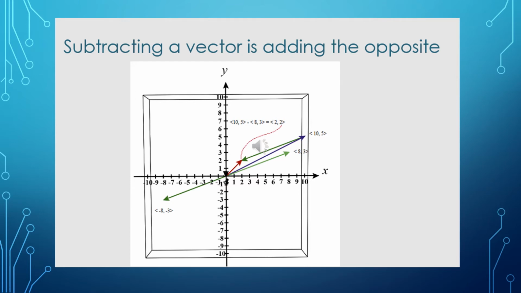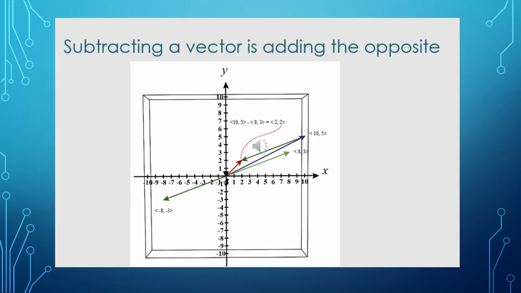When you subtract vectors, you're still stacking a vector at the terminal point of another, but you reverse the direction of the vector you are subtracting. So for example, if I took 10, 5 and I subtracted 8, 3, it's equivalent to adding -8, -3, and I still land at 2, 2. So 10, 5 added to -8, -3 is the same as 10, 5 subtracting 8, 3.